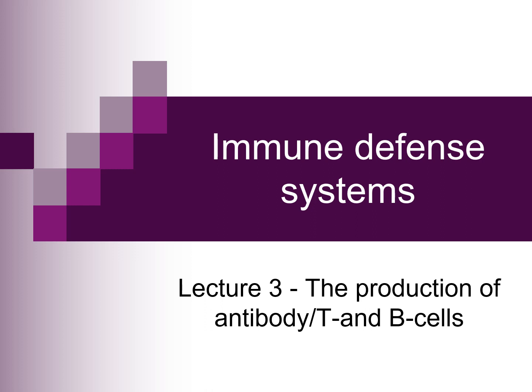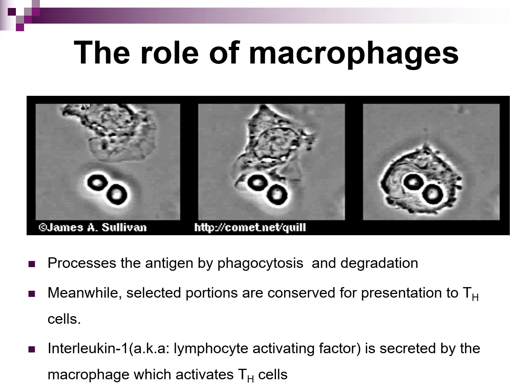There are 3 parts involved in the production of antibody: the macrophage part, the T cell part, and the B cell part. Step 1 is the role of macrophages in the production of antibody, and you're going to want to know all of these steps. The role of macrophages.